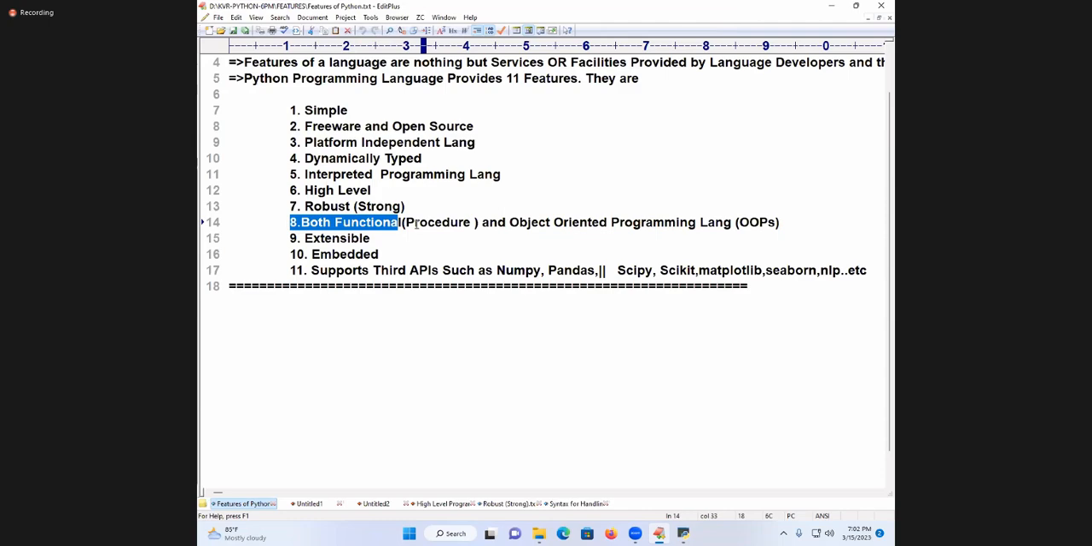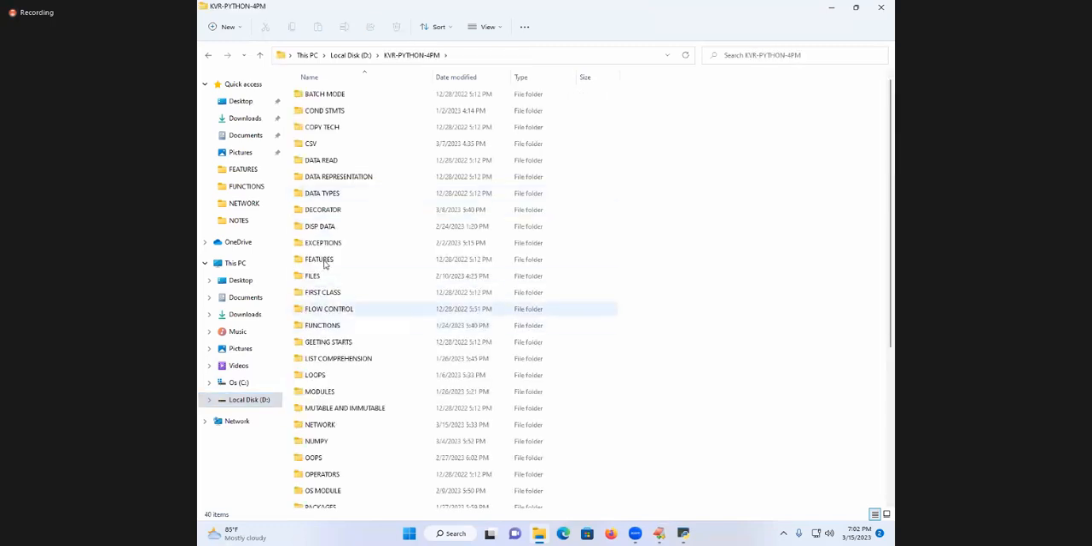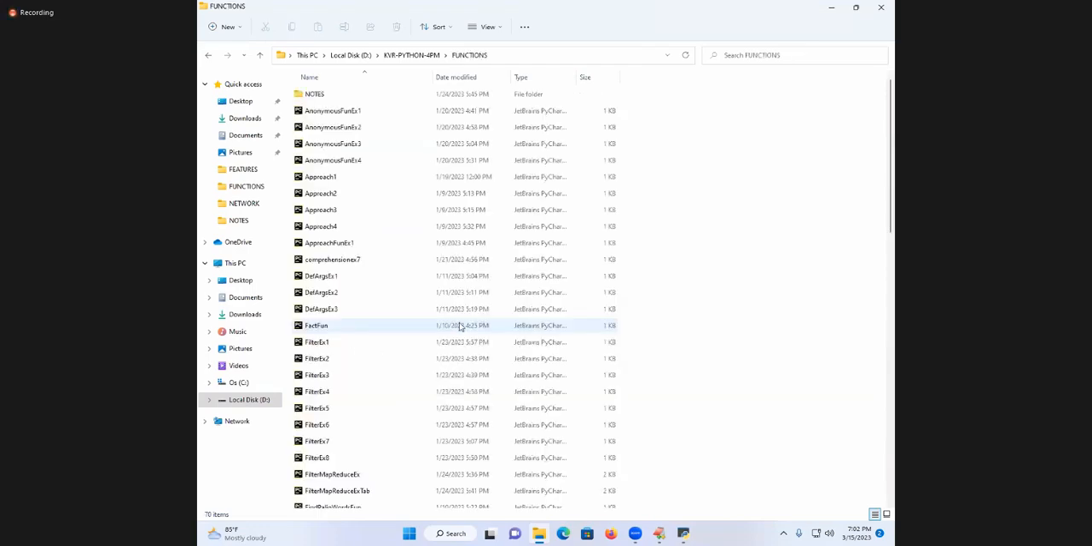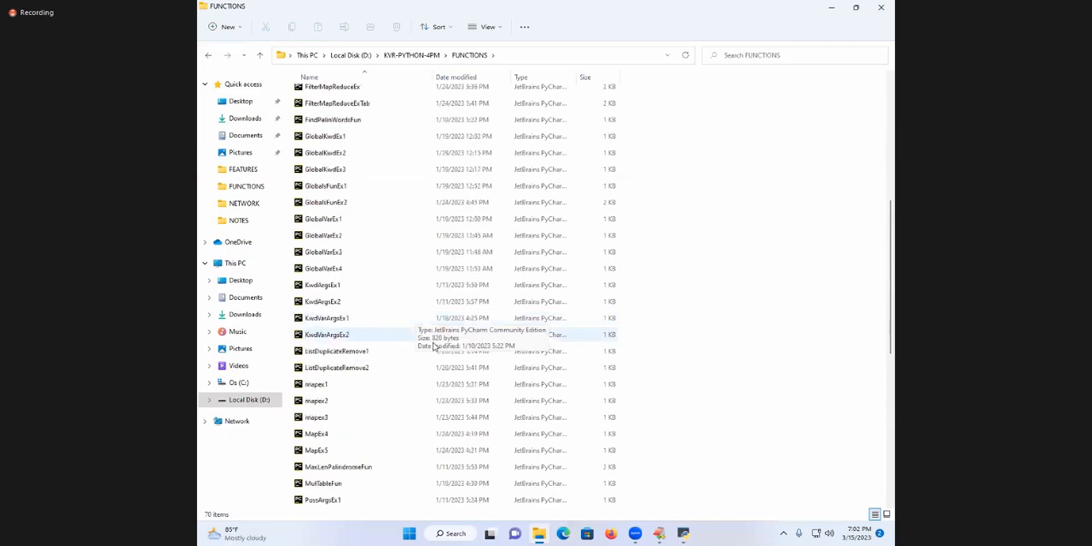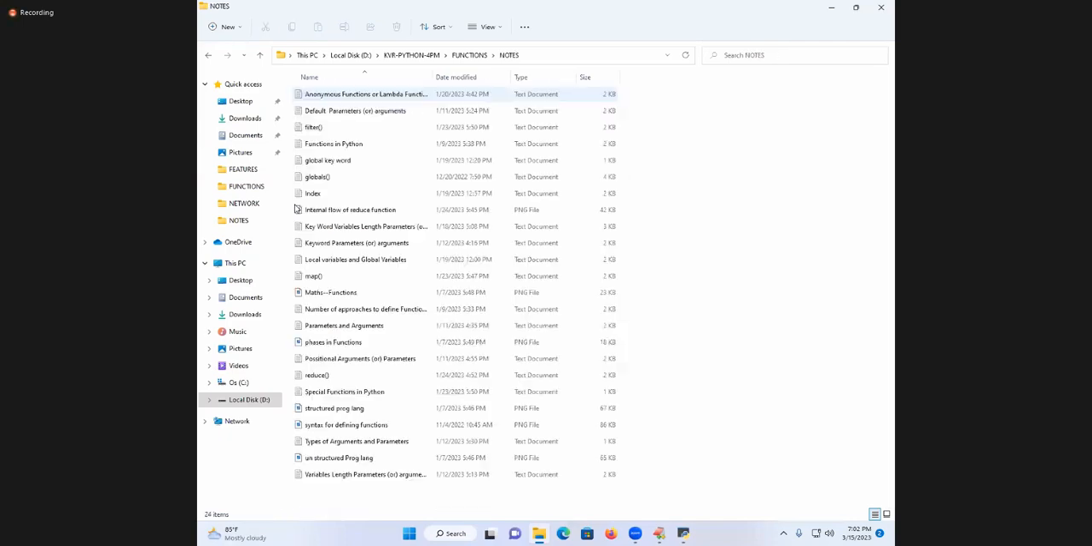So in every batch, I'm not going to explain the eighth feature at the features level. Don't think that sir is not explaining. I will explain when I come to functions. For example, functions is a separate topic. See how many examples there are. See the index itself, I will show you. The index of functions. It is a beautiful, bigger topic.